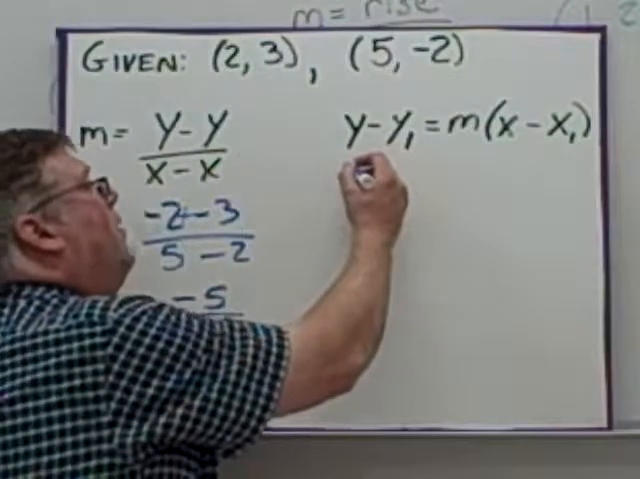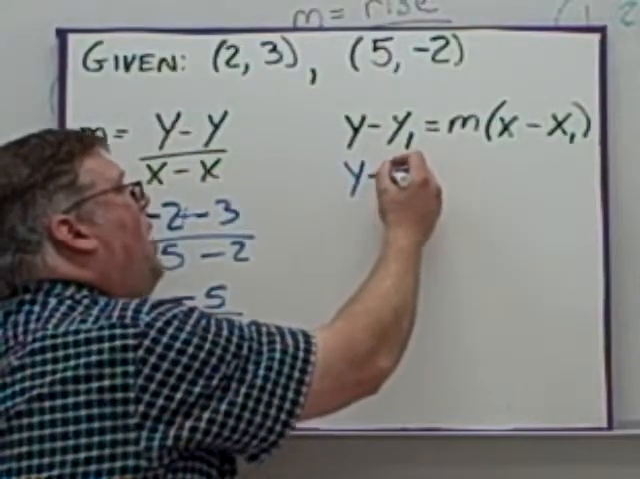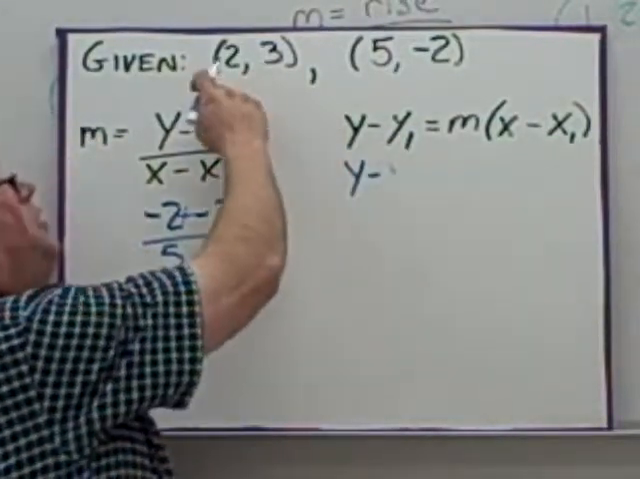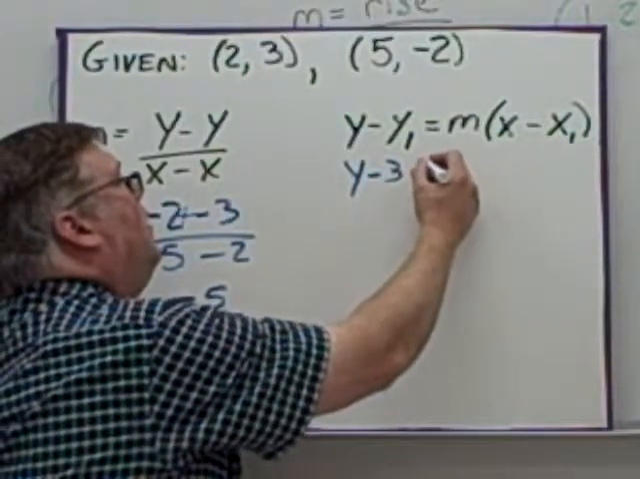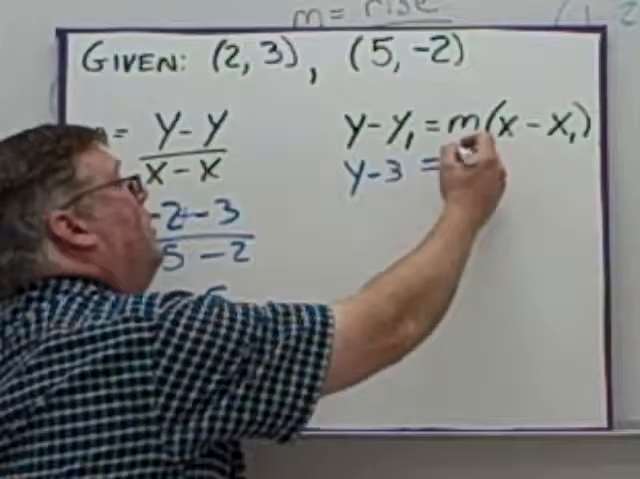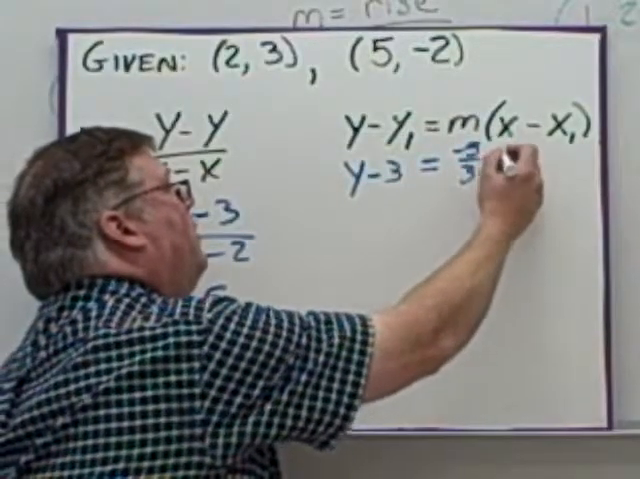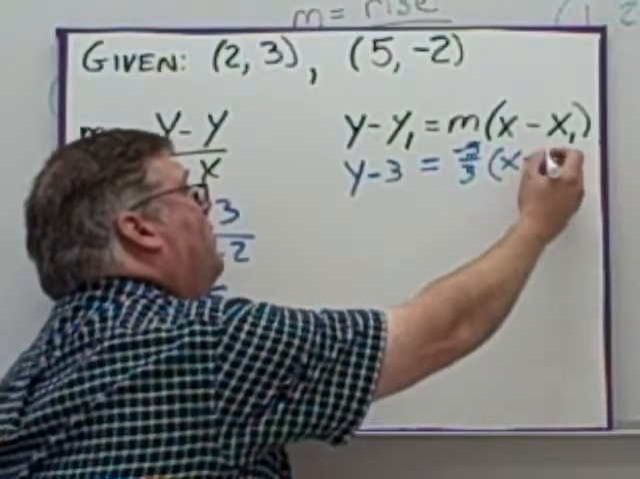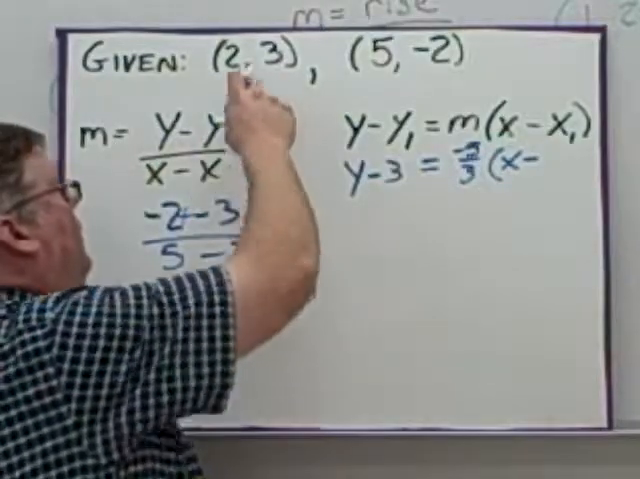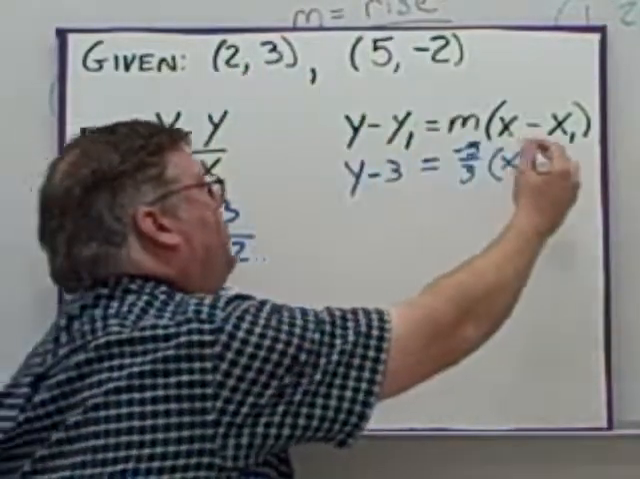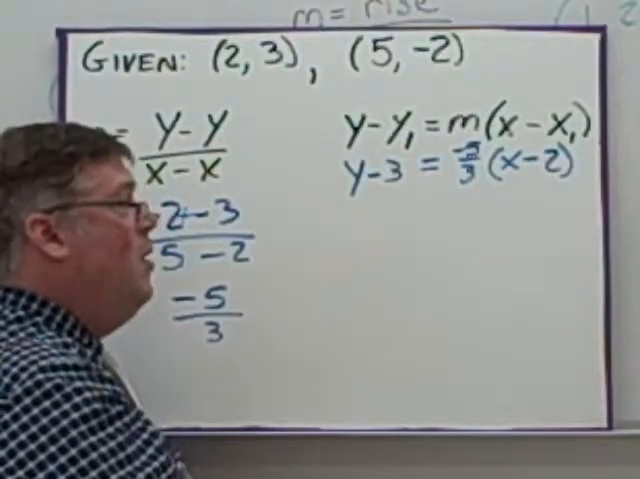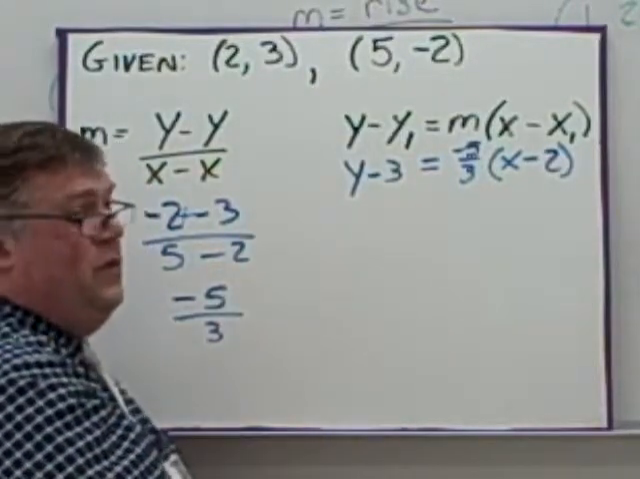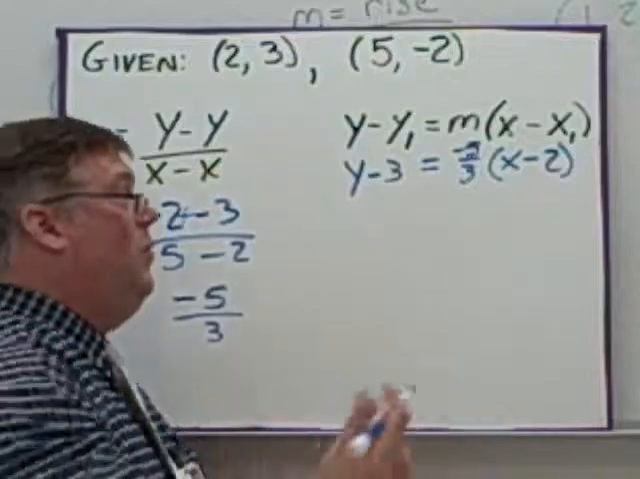Then I go over here to y minus y1, which if I choose the first point, the y1 would be 3, is equal to the slope, negative 5/3, times x minus the x value of 2, and there's my equation. Why did I choose the first point? Well, I could actually use either one.